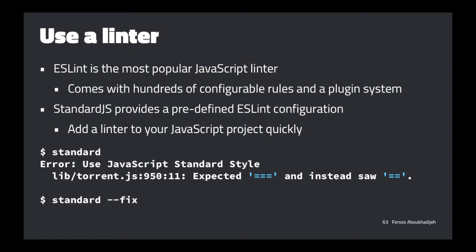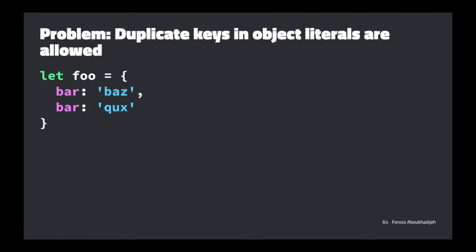But if you install standard, you can just run one command, standard, and then it has a reasonable set of things that it will warn you about, both formatting things, but also errors in your code. It also has an automatic fixer that you can run that will attempt to fix whatever issues it can for you. So it'll switch the double equals to a triple equals, for example, and save you from that error.